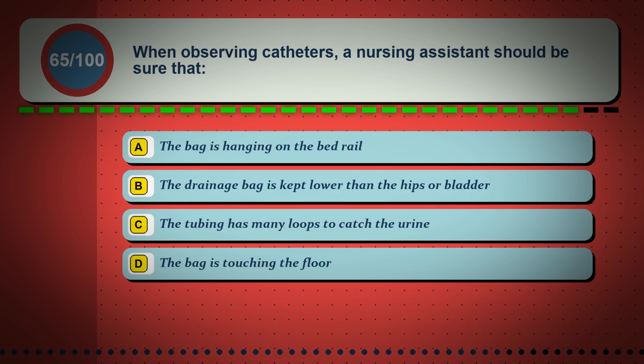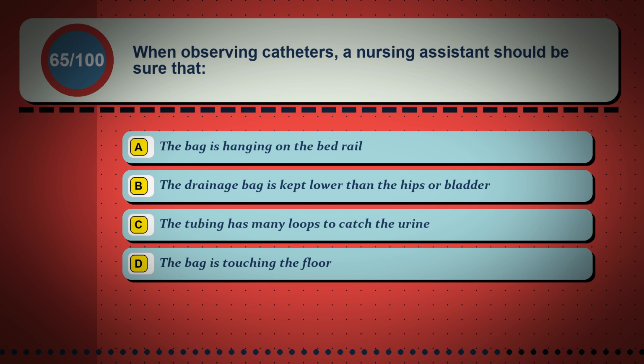Question 65. When observing catheters, a nursing assistant should be sure that: Option A, the bag is hanging on the bed rail. Option B, the drainage bag is kept lower than the hips or bladder. Option C, the tubing has many loops to catch the urine. Option D, the bag is touching the floor.